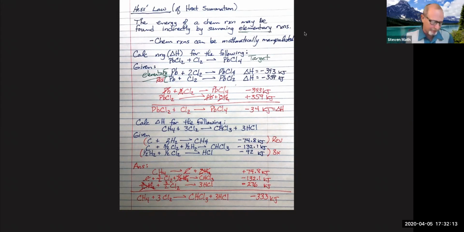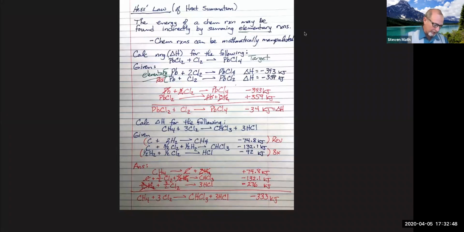This is Hess's law. All right, Hess's law of heat summation, to be exact. And the deal with Hess's law is it basically says the energy of a chemical reaction can be found indirectly by summing up elementary reactions. That sounds kind of confusing. It's a fancy way of saying the overall energy can be found by summing up the energy of the individual parts.